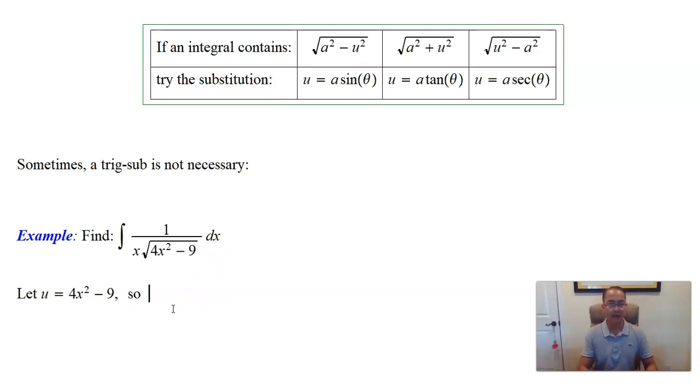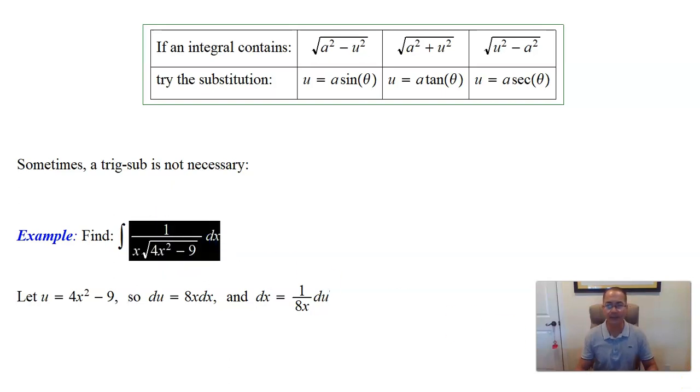So in this case, du is just 8x dx. Okay? And that's good because now dx is 1 over 8x du. So let me put a fraction, 1 over 8x du. Okay? So that's good because we have the square root, we have the x. What about this other x here? Okay, so let's leave that alone for now.